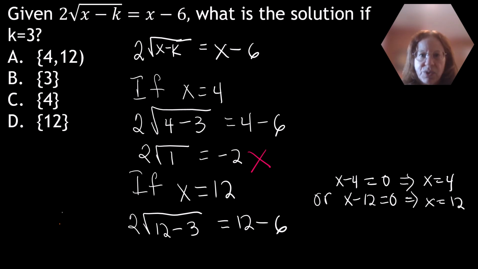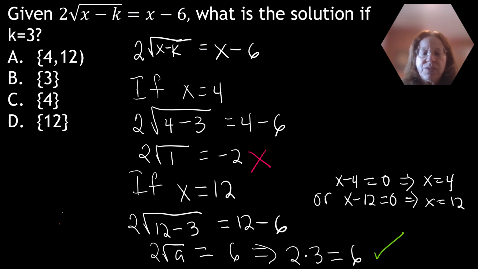And if x equals 12, then it does work, because you get 2 times the square root of 12 minus 3 equals 12 minus 6. And 2 times the square root of 9 is equal to 6. And 12 minus 6 equals 6. And 2 times 3 is 6.